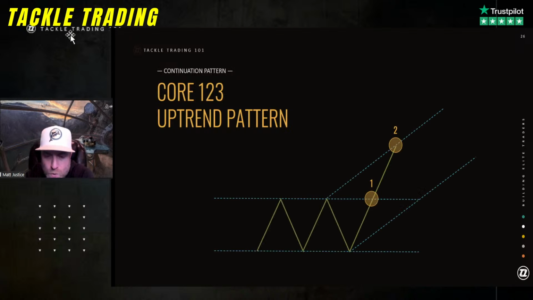Now, once again, the core 1, 2, 3 pattern, we talked about this just a little bit ago. The trend starts with the breakout. That's number one. The trend gets overextended at the end of the wave count. That's number two. Number three is the retracement. We buy one, we sell two. And when I say sell two, we mean lock in profit against what you purchased in one.